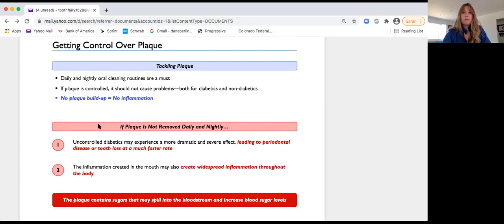If plaque is not removed daily and nightly, the uncontrolled diabetics may experience a more dramatic and severe effect, leading to periodontal disease or tooth loss at a much faster rate. And the inflammation created in the mouth may also create widespread inflammation throughout the body. It's very important. The plaque contains sugars that may spill into the bloodstream and increase blood sugar levels.